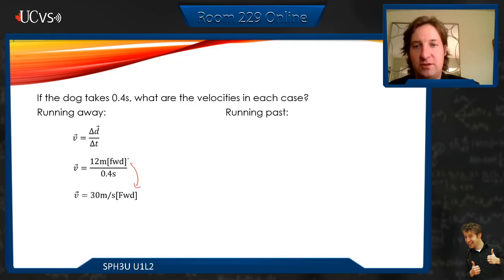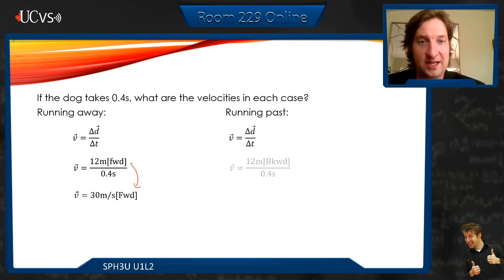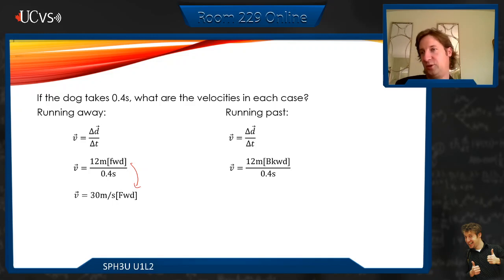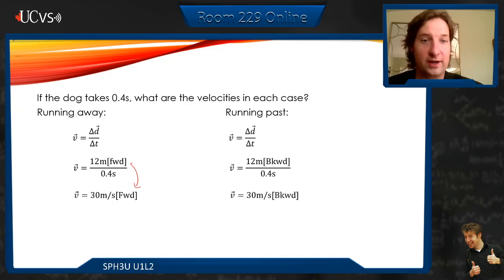Whatever direction you have in your math, whatever calculation you're making, there is no directionality to the time. So when we divide them, we end up just carrying on that direction from our problem. In the same way, running past, we end up with 12 meters going backwards, right? The dog is going 12 meters in the backwards direction. We end up with the same numerical quantity, 30 meters per second, but now we changed the direction of our velocity. It's now going to be 30 meters per second backwards.